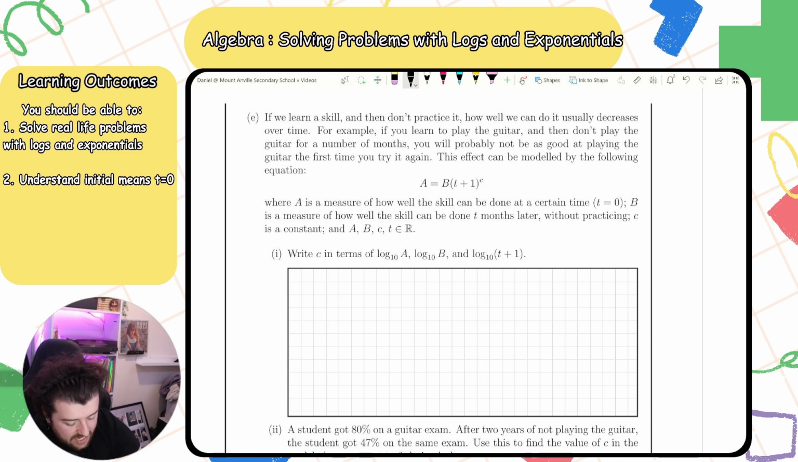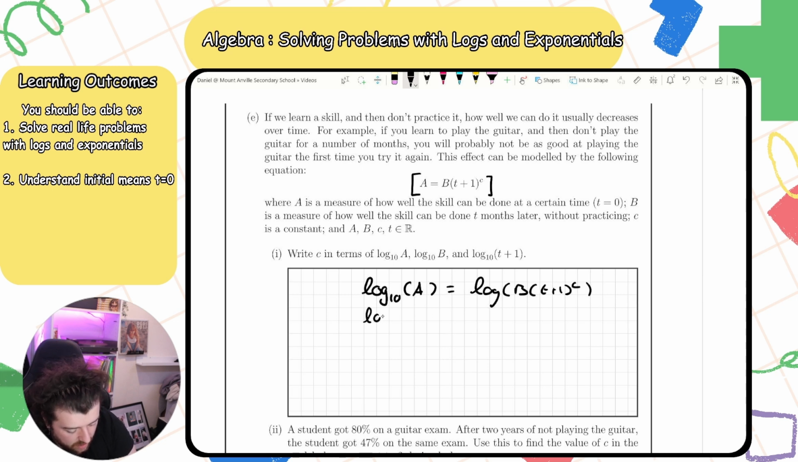So I want to get c on its own. What they did here, they took the log of both sides, right? So they used the log of both sides method to solve this. They took the log base 10 of both sides. So log base 10 of A equals log base 10 of B times (t plus 1) to the power of c. I can rewrite this as log base 10 of B plus log base 10 of (t plus 1) to the power of c.